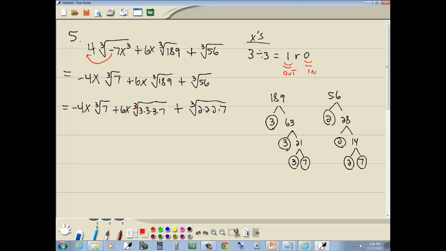Well, our index is 3, which is the number in the slot right here. So we're looking for a set of 3 of something. Here's 3 3s. They're going to come out in front as a single 3. And here's 3 2s. They're going to come out in front as a single 2.